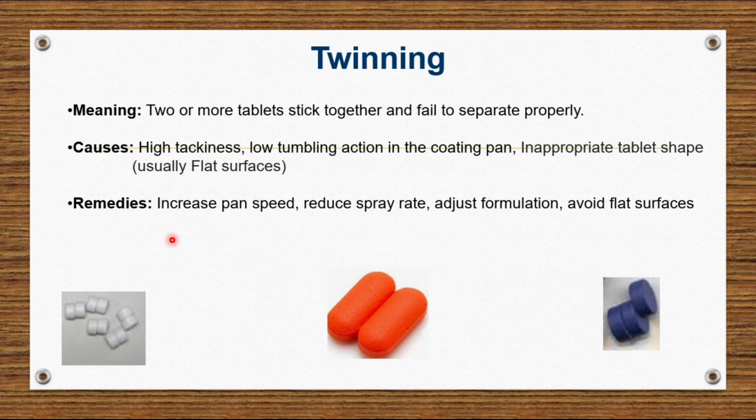Now, what is the meaning of twinning? Twinning means two or more tablets stick together and fail to separate properly. Look at these images. Cause: high tackiness, low tumbling action in the coating pan, inappropriate tablet shape. Usually flat surfaces have this kind of problem. What are the remedies? Increase the pan speed, reduce spray rate, adjust formulation and avoid flat surface tablets.